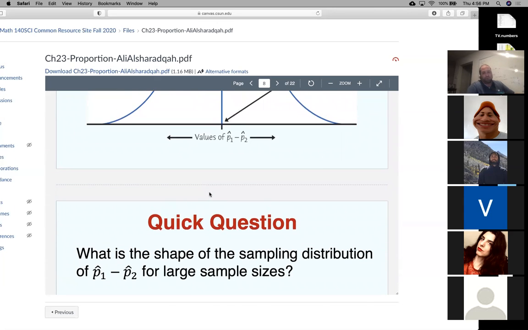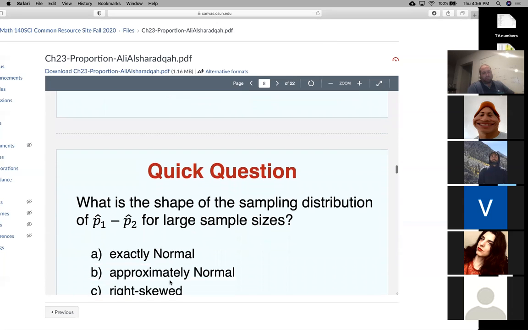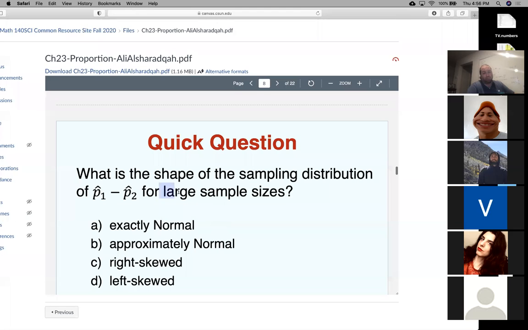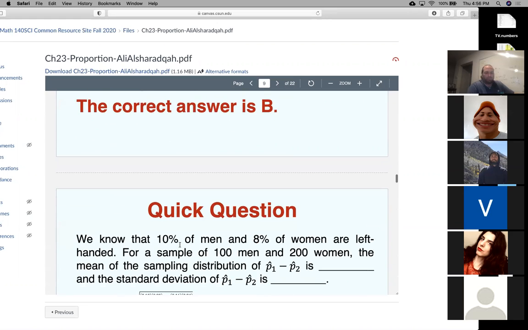So what is the shape of the sampling distribution of P1 hat minus P2 hat for large sample sizes? What's the answer going to be for large sample sizes? So B is good. It's approximately normal. You can never say it is normal. It's approximately normal. He might say normal, but it's not exactly normal. It's approximately normal. There you go.